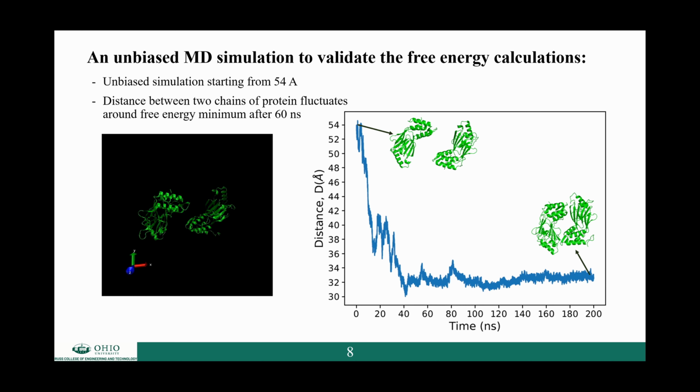So to validate our free energy calculation, we performed an unbiased simulation by separating the two proteins at the distance of 54 angstrom and leaving them to see if they can dimerize or not. As you can see, the distance reached the global minimum free energy at the distance of 34 after around 60 nanoseconds, and it stays there for a very long time.